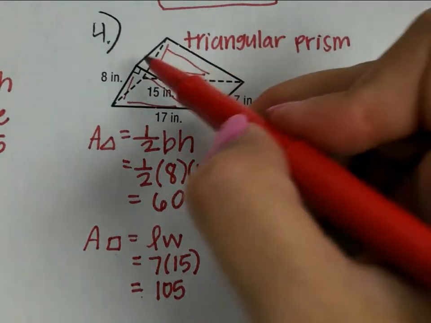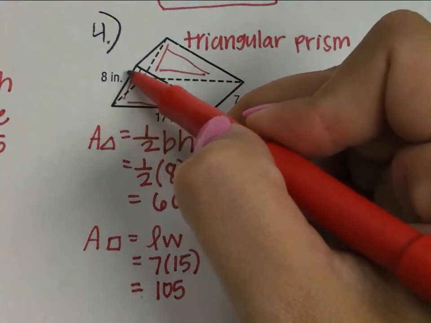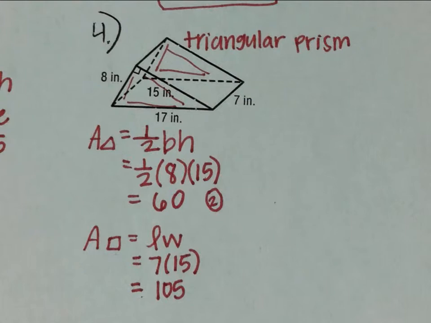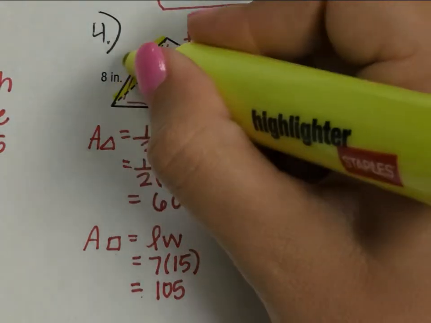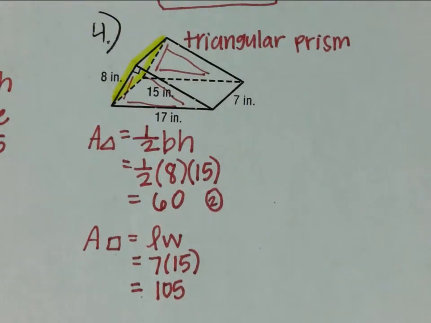Alright, let's look at this side rectangle over here. Do you see that one? That one's a little hard to see. Let me highlight it so you can see it. That one right there. Do you know what the length and width of that one is?